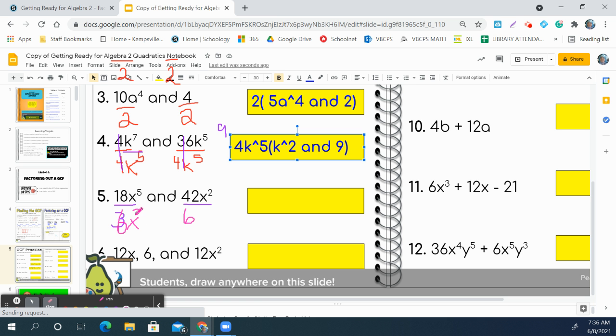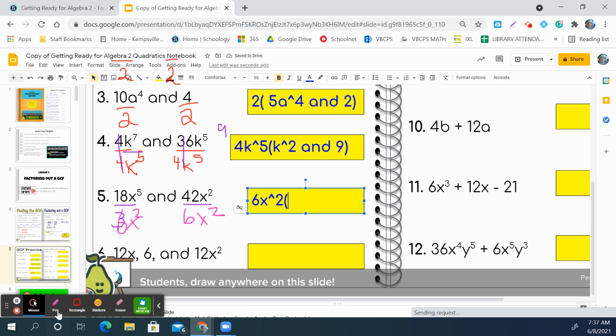X squared. Wait, is that a 6? It was a 3, and then we turned it into a 6 because we were like, oh, wait, you can do 6 instead of 3. Okay. So over here, our greatest common factor is 6x squared. And then what else? Once I take out that 6x squared, what's left over? 18 divided by 6 is 3. And x to the 5th divided by x squared is x to the 3rd.